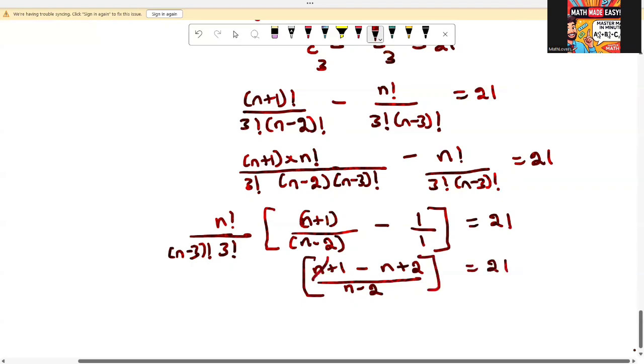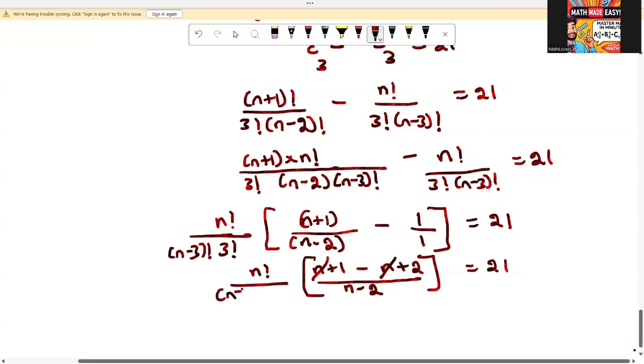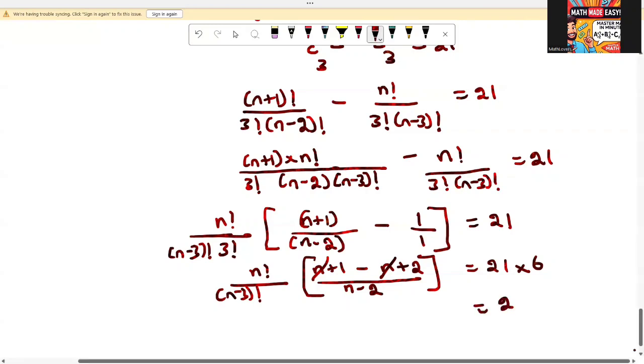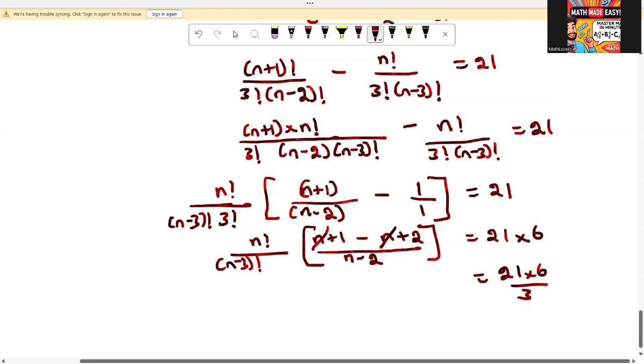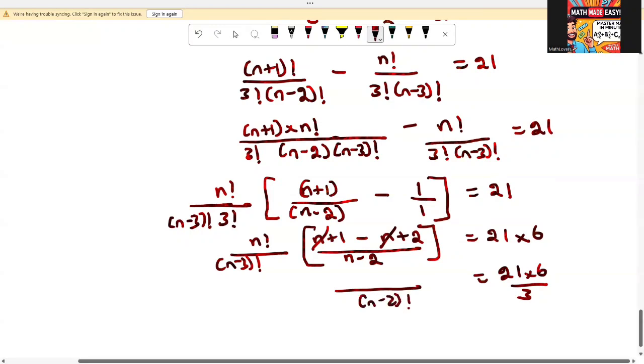So plus n minus n got cancelled off. So n factorial by n minus 3 factorial into 3 factorial. 3 factorial value is 6. And cross multiply, it will become into 6. And here on the numerator you have 1 plus 2, that is 3. Cross multiply, it will become 21 into 6 by 3. So finally we are left with n factorial by n minus 3 factorial into n minus 2. So n minus 2 into n minus 3 factorial is there. So that will become n minus 2 factorial.